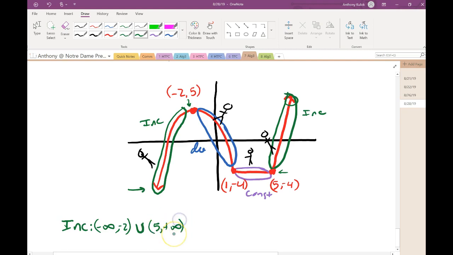And again, really everything's going to get parentheses when we do increasing and decreasing, so let's do the decreasing piece next. So that begins at -2 and ends at +1. And then my constant part begins at 1 and ends at 5.